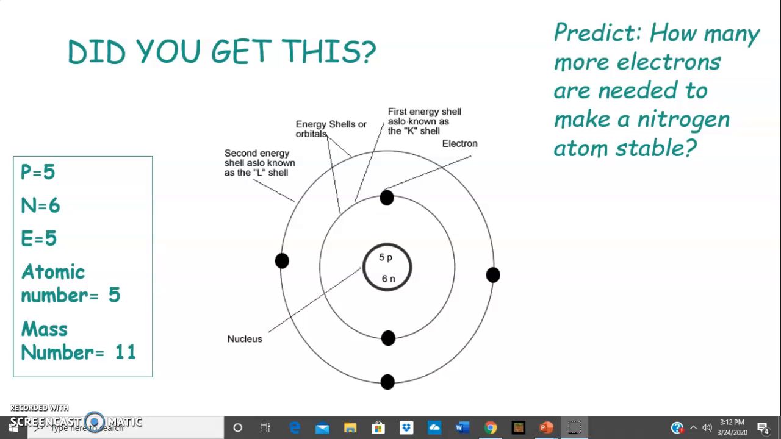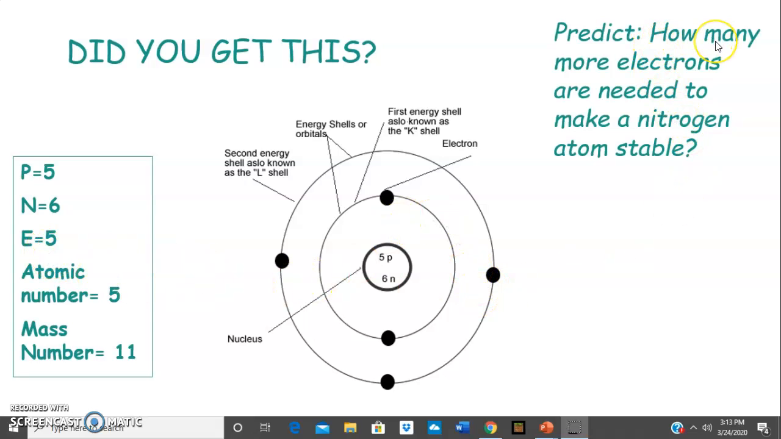Right, so it should look something like this. I have my nucleus drawn here with my number of protons and my number of neutrons. And then I drew 2 shells here, 2 in the first shell, 1, 2, and then 3 in the outside shell. Right, so for my total of 5 electrons.